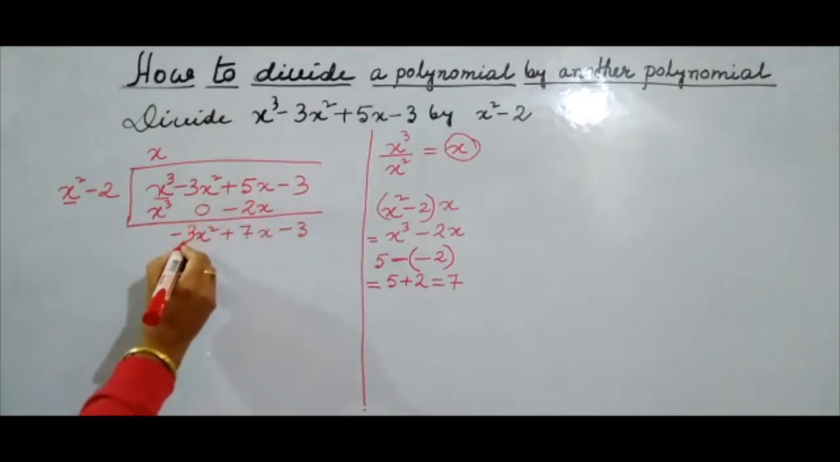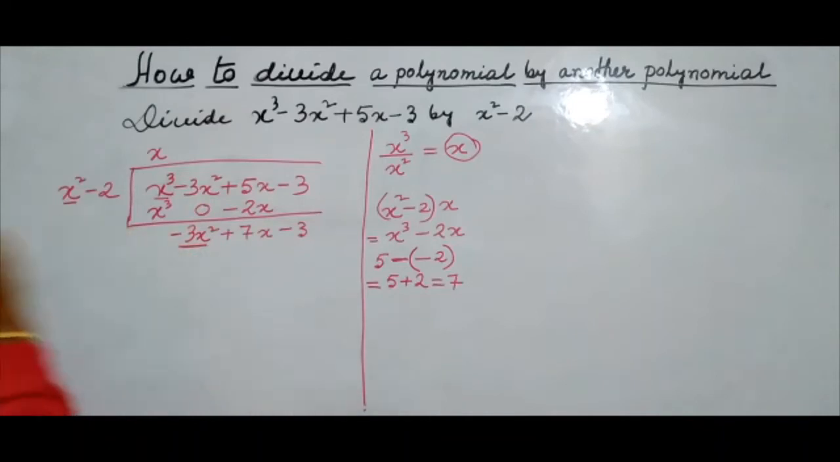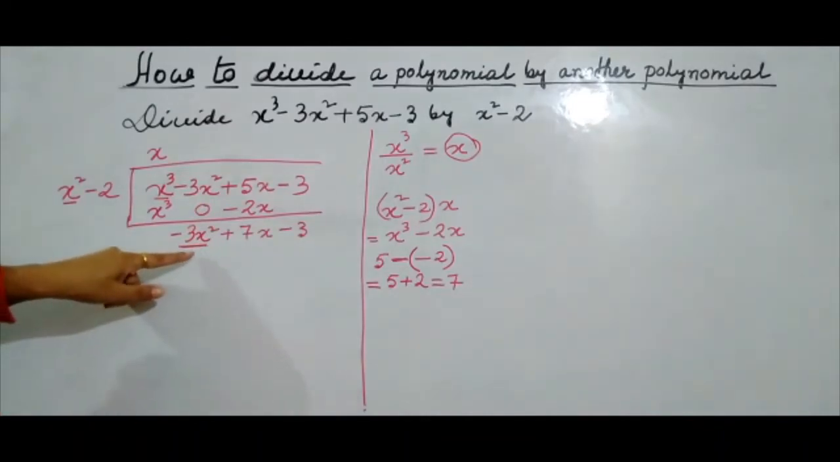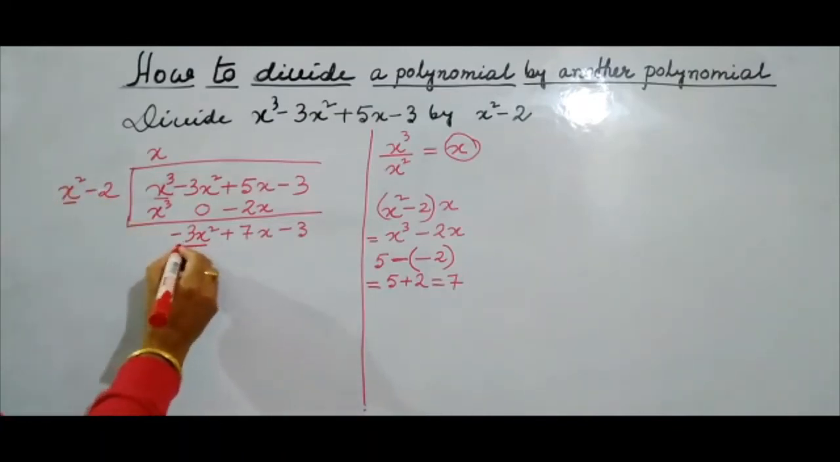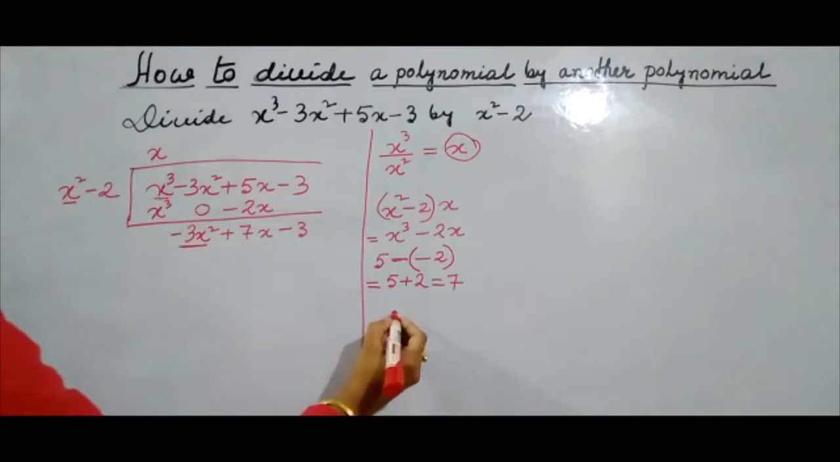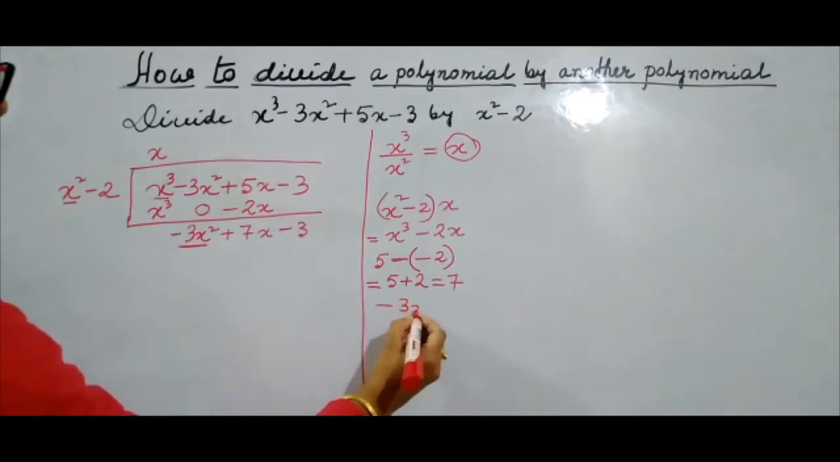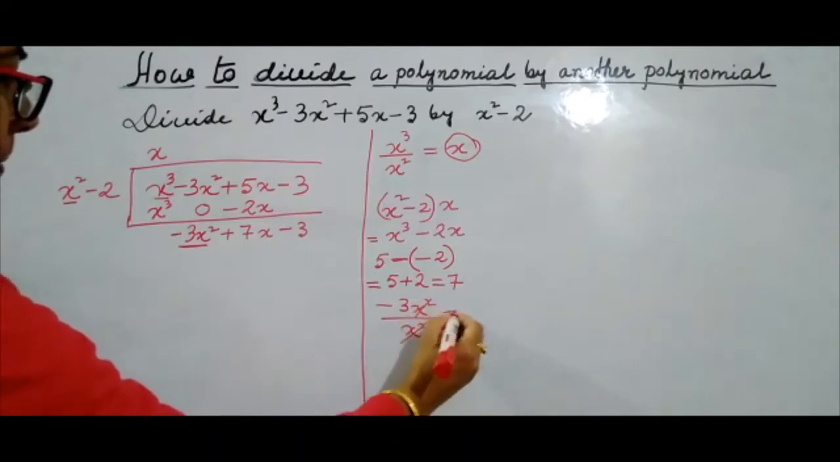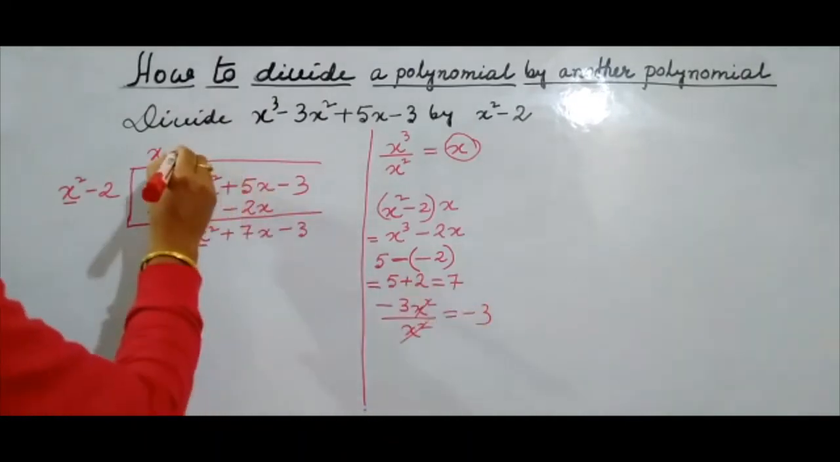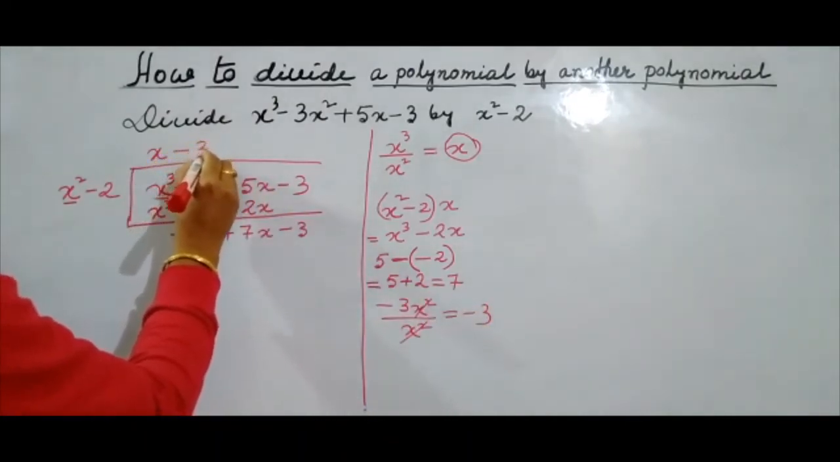Okay, and the first term is minus 3x square. Now to get minus 3x square, we have to multiply x square by what? As I told you, divide this term by x square now. Minus 3x square by x square, what will we get? Minus 3. That means here it will be minus 3.